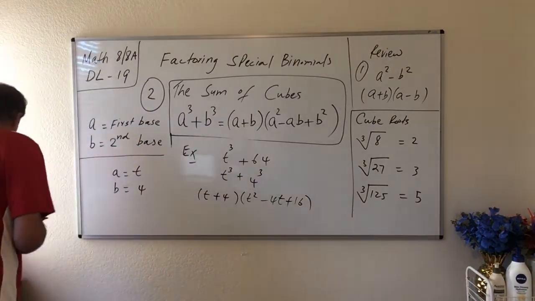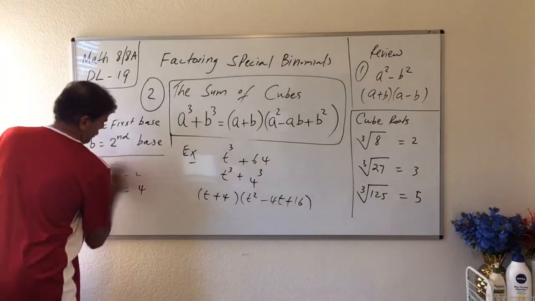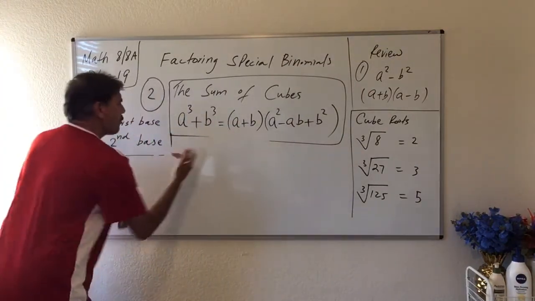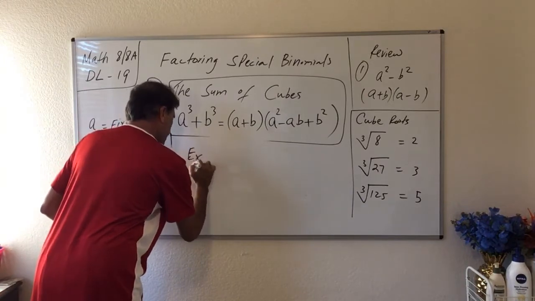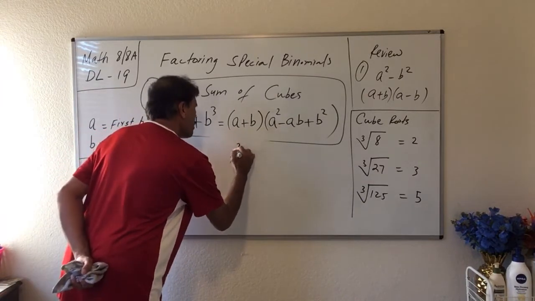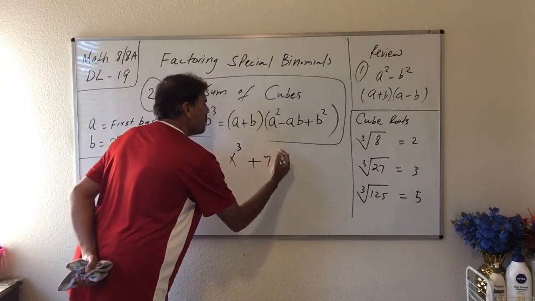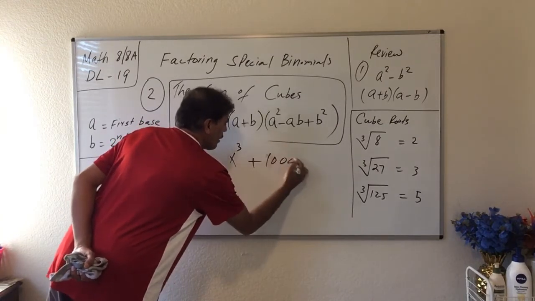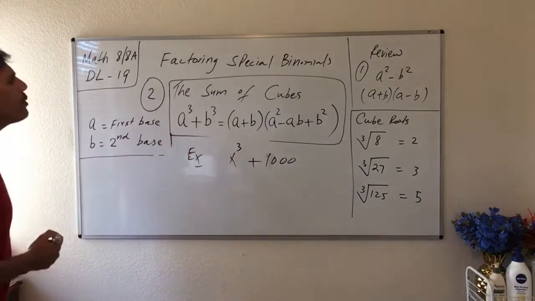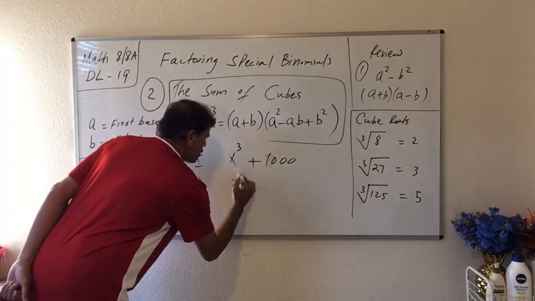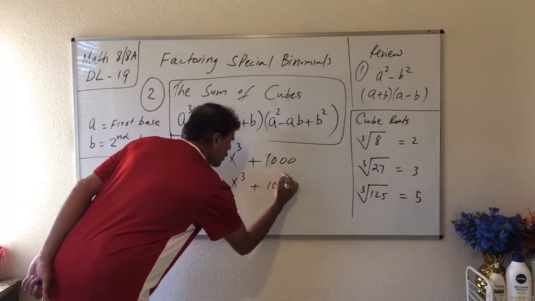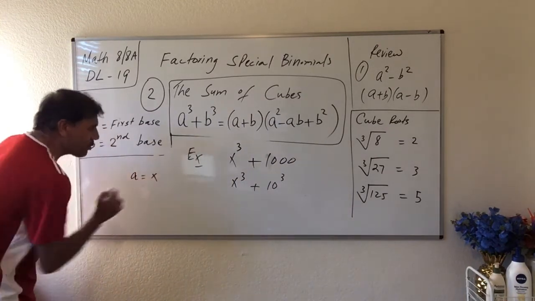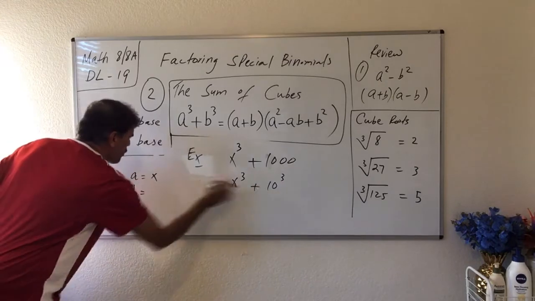Let me show you one last example, then it should be fine. Here is one more. For example, x cubed plus 1,000. Remember, the cube root of 1000 is 10. So this is good, it's 10 cubed. So a is the first base, a is x. b is the second base, which is 10.